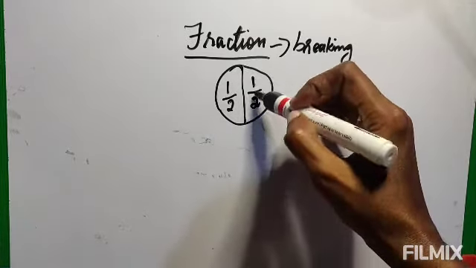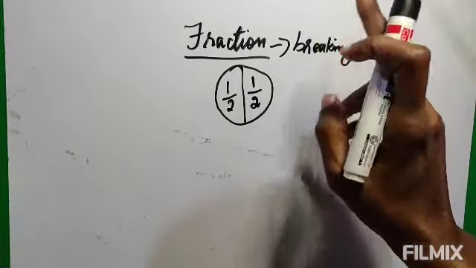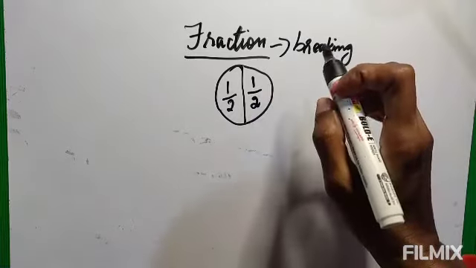So in a fraction there are two numbers. Two numbers together make a fraction. It is not a single number. So one number will be on the top, another number will be at the bottom.